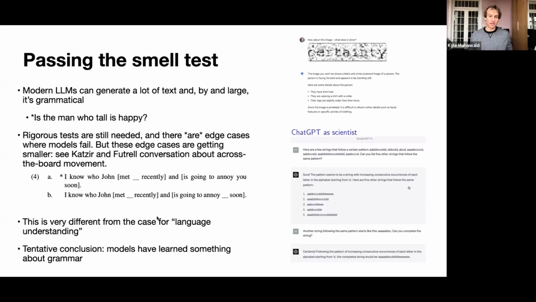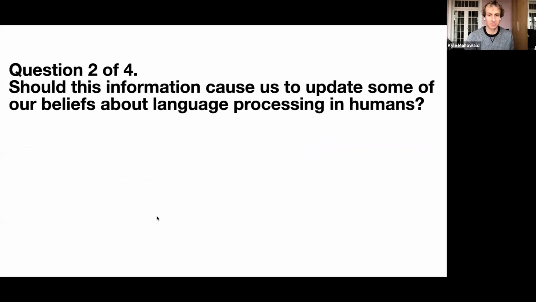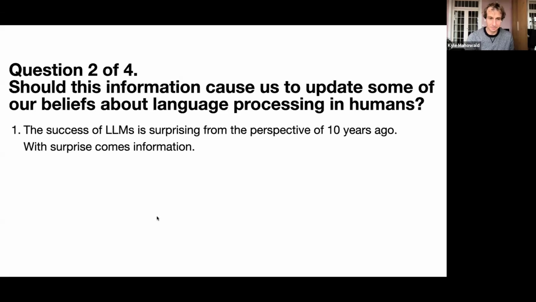And so I would tentatively argue that, right, models, we have to keep pushing on them to see if they're relying on tricks or heuristics, but it seems like they have learned something about grammar. Right, so we could ask, should this cause us to update some of our beliefs about language processing in humans?